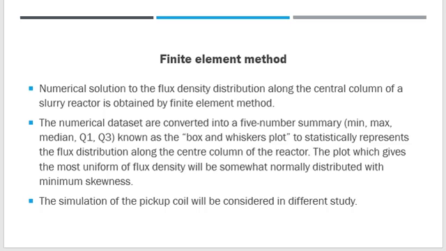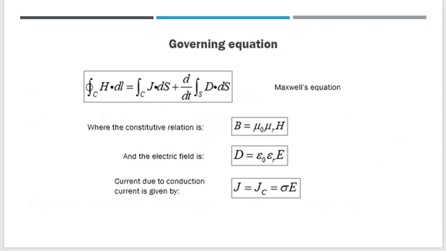quartile, also known as the box and whiskers plot, to statistically represent the flux distribution along the central column of the reactor. The plot which gives the most uniform flux density will be somewhat normally distributed with minimum skewness. The simulation of the pickup coil will be considered in a different study. The solution for the flux density distribution is governed by Maxwell's equations.